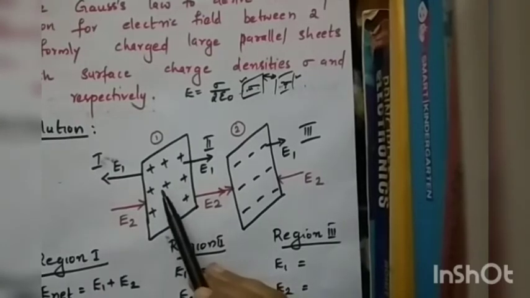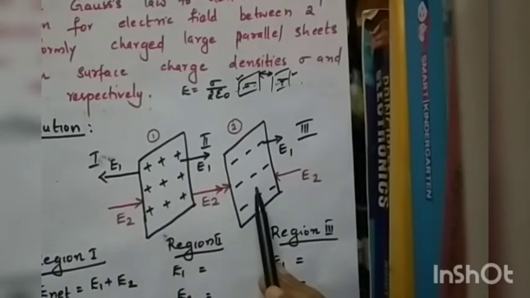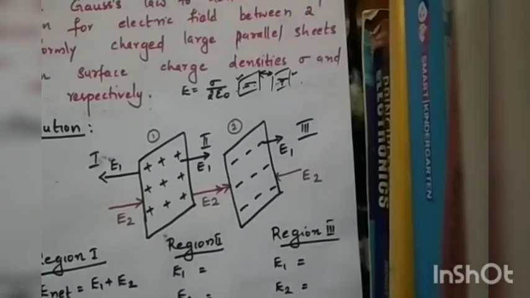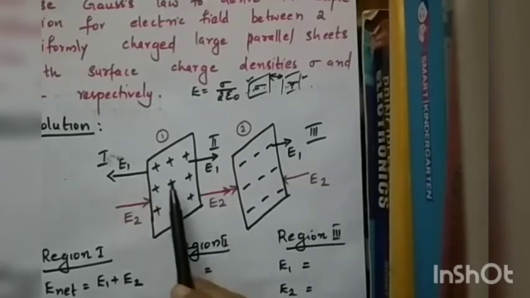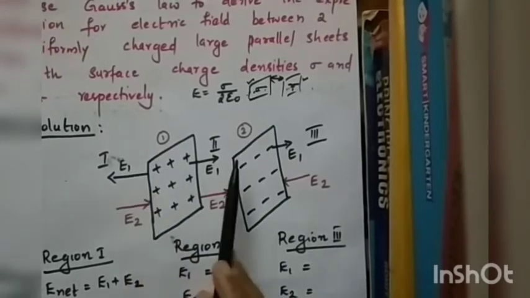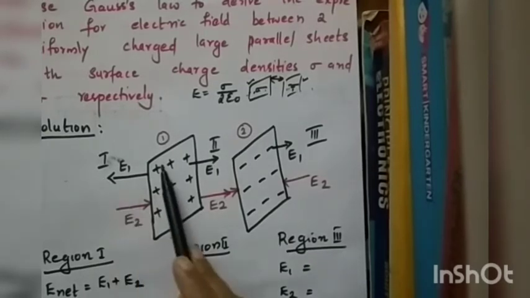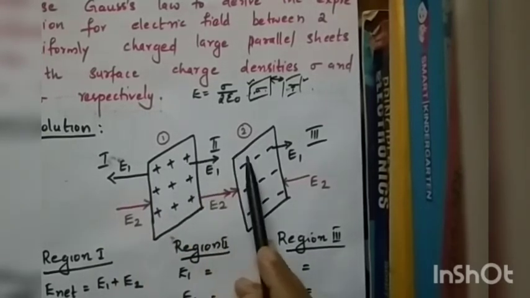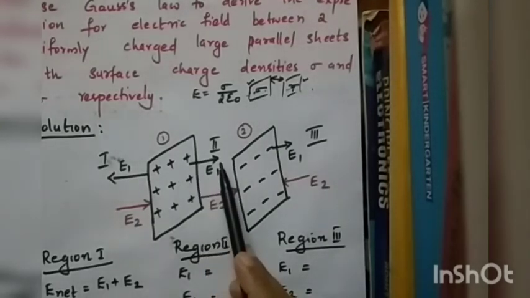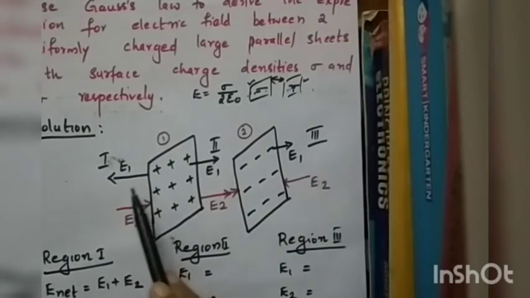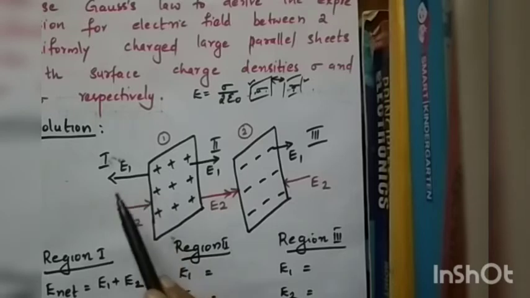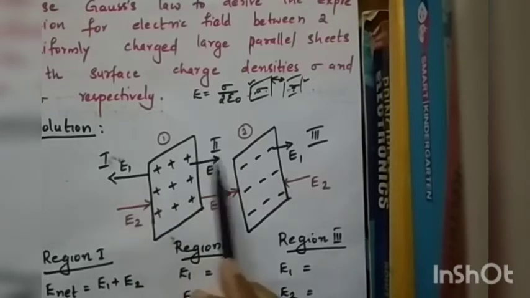So I have plotted the case here. This is the first sheet, which is positively charged. This is the second sheet, which is negatively charged. We have also divided the space into 3 regions. This is the first region, the left side of the positive sheet. The region between the two sheets is region 2, and the region to the right side of the negative sheet is region 3. Just try to find the total electric field in regions 1, 2 and 3.